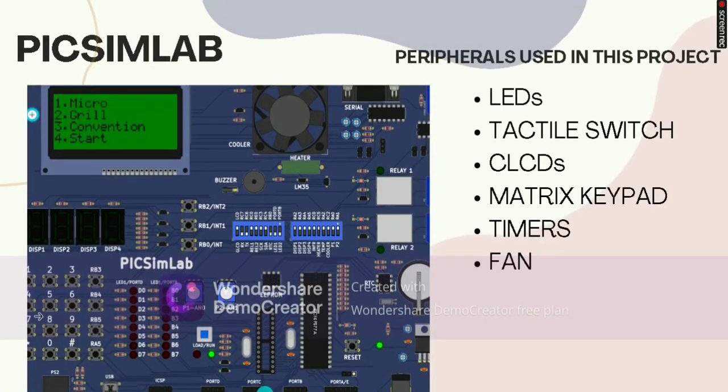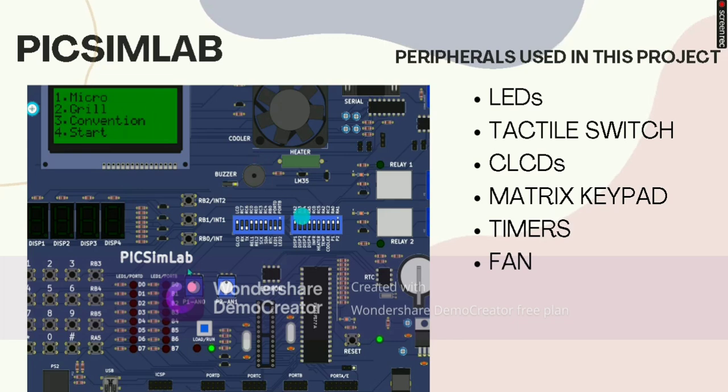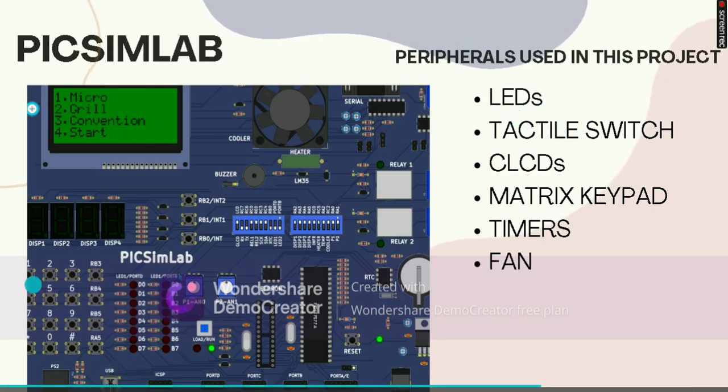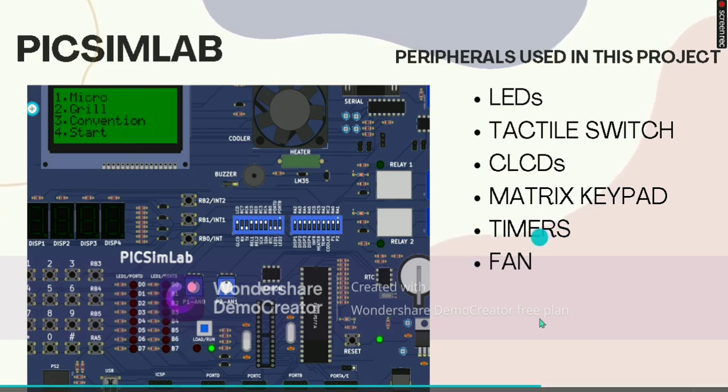So this is the microcontroller PIC16F8778 we have used in our project MICROOVEN. The peripherals of this microcontroller are LEDs, tactile switches, CLCDs, matrix keypad, timers, and a fan.